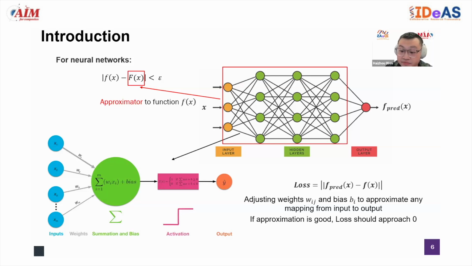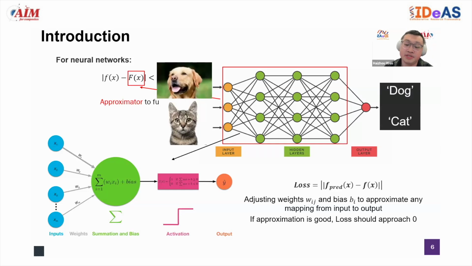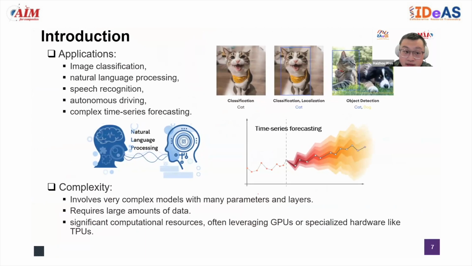Not limited to the range of math functions, the approximation ability can be used for more complicated and abstract scenarios. A very classic example is image identification, where we input an image of an animal and the NN determines which one is a dog and which one is a cat. And complex problems like image classification, natural language processing, speech recognition, auto driving, and forecasting on complex time series can be efficiently solved by NN-based models.